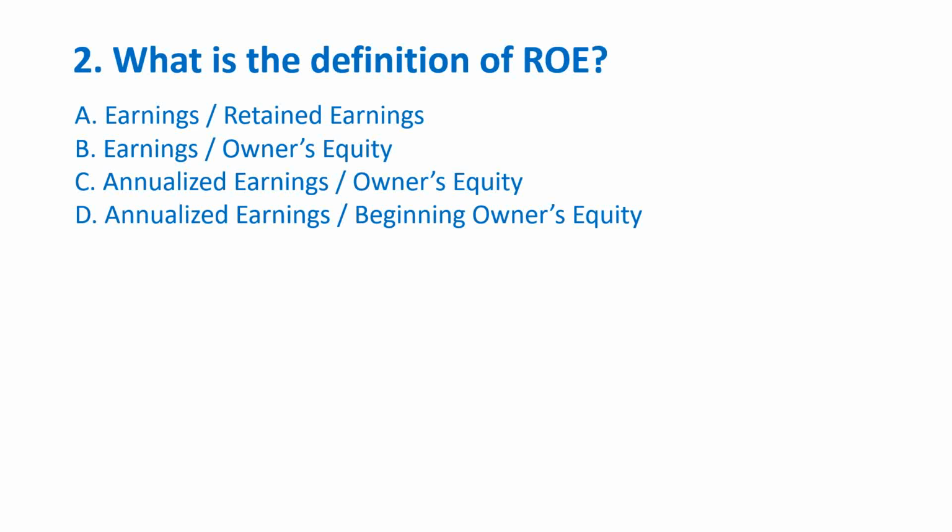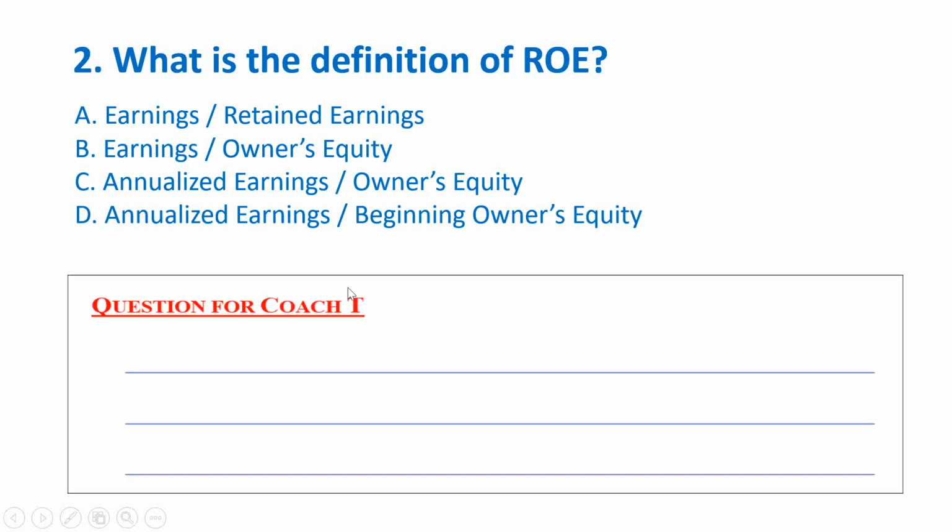Here the correct answer is D. So return on equity, return is the earnings, and equity is what owners have invested, but you annualize the earnings, and then it is the beginning owner's equity, right? And so the correct answer is D.